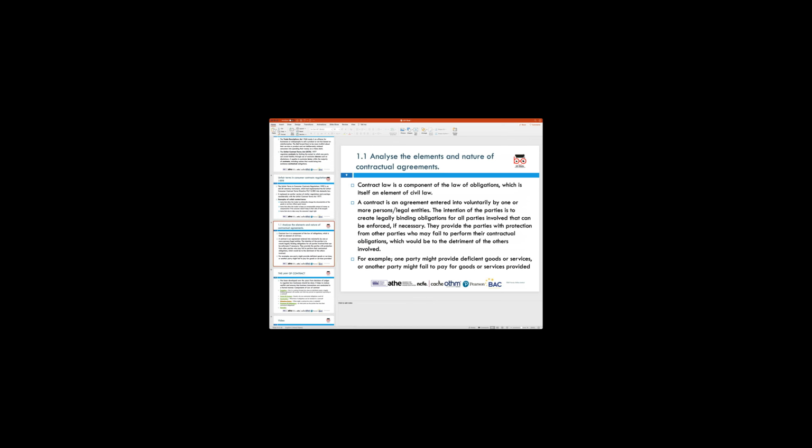So let's look at now the first assessment criteria, which talks about analyzing the elements and nature of contractual agreements. So now that we've understood what a contract is, the branch of law that we deal with when getting into agreements would essentially be the side of civil law. And under civil law, we are going to be dealing with contracts.